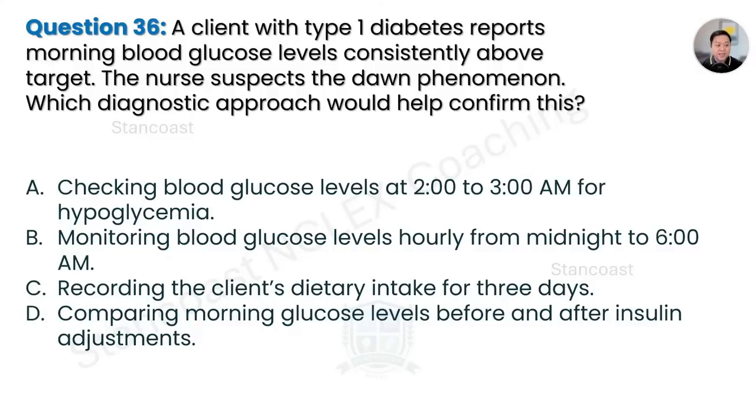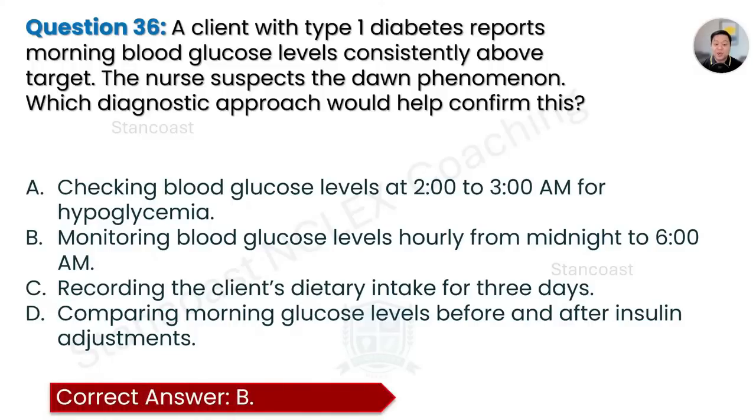A, checking blood glucose levels at 2 to 3 a.m. for hypoglycemia. B, monitoring blood glucose levels hourly from midnight to 6 a.m. And C, recording the client's dietary intake for 3 days. And D, comparing morning glucose levels before and after insulin adjustments. The answer is letter B.